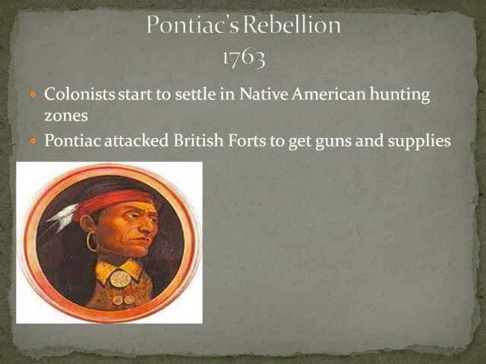After the war ended, colonists began to settle the lands between the Appalachians and the Mississippi. Chief Pontiac of the Ottawa tribe thought that the colonists were settling in North American hunting zones. In May 1763, Pontiac and his united tribes started attacking British forts. Pontiac and his forces attacked to get guns and supplies. However, as winter came, many Indians signed treaties with the British. Without supplies nor soldiers, Pontiac gave up the British forts.